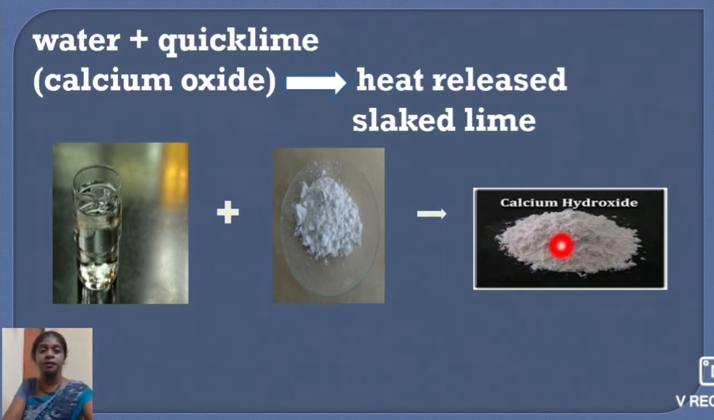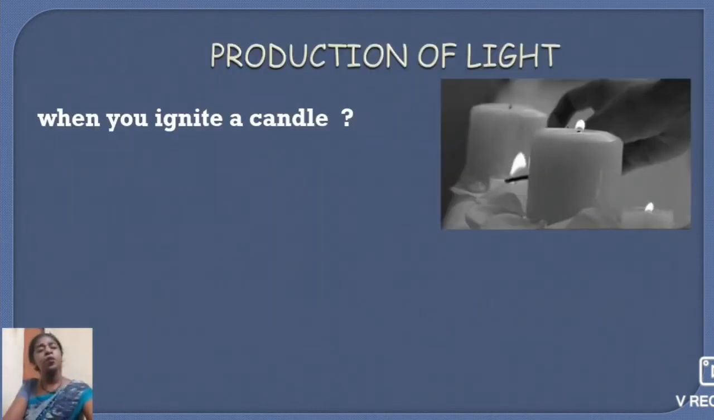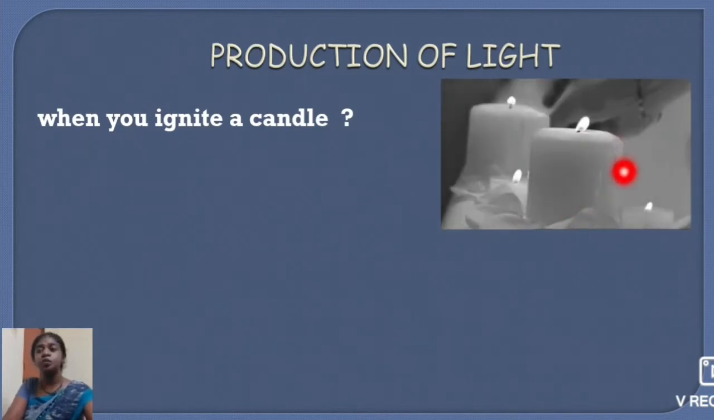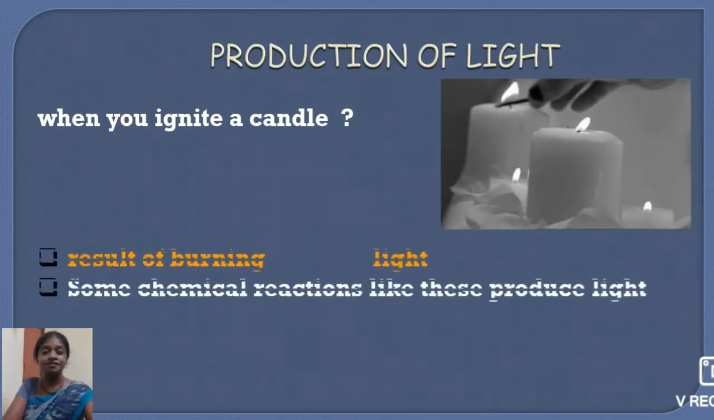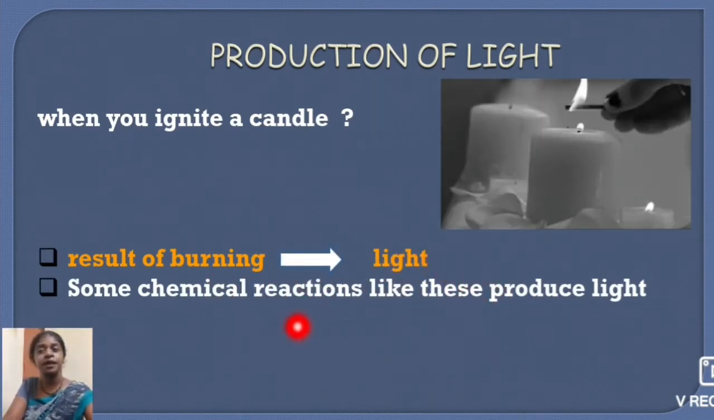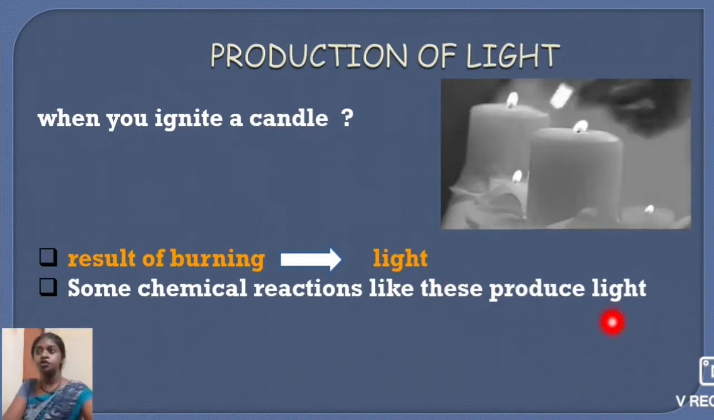A lot of heat is being produced to slaked lime, which is the calcium hydroxide. And what happens when you ignite a candle? You get light as a result of burning. We get light as a result of burning, and some chemical reactions like these produce light.